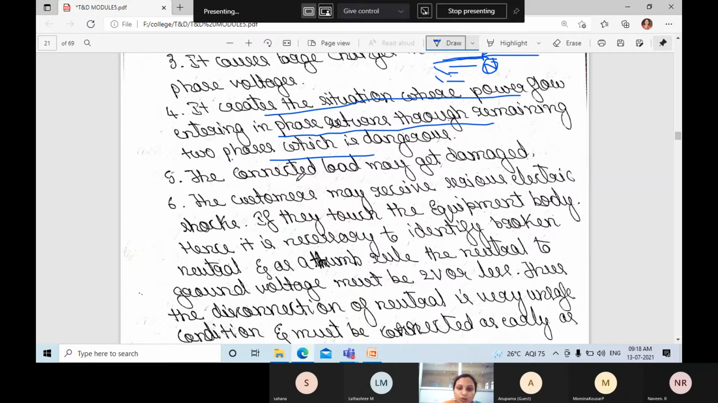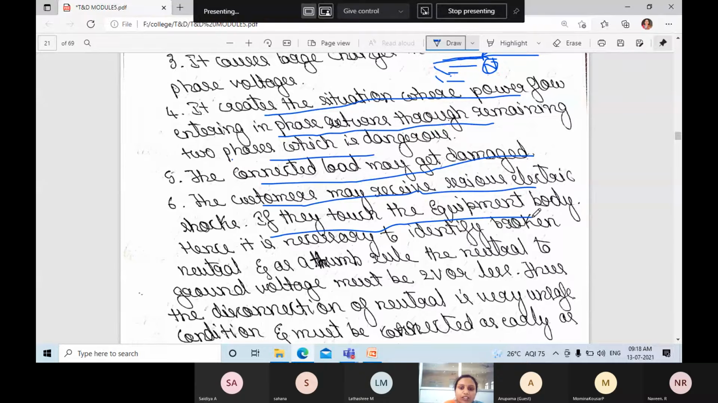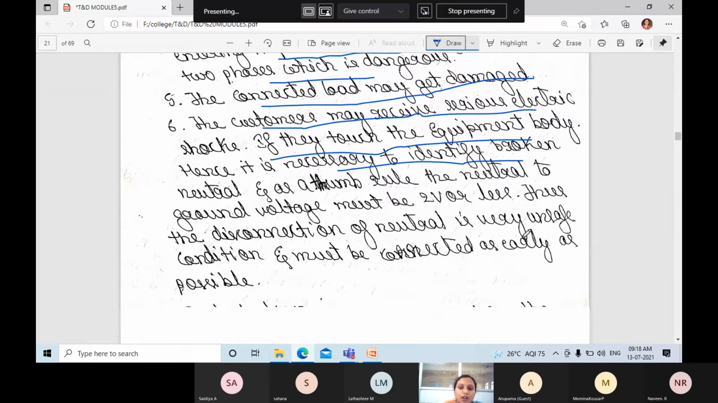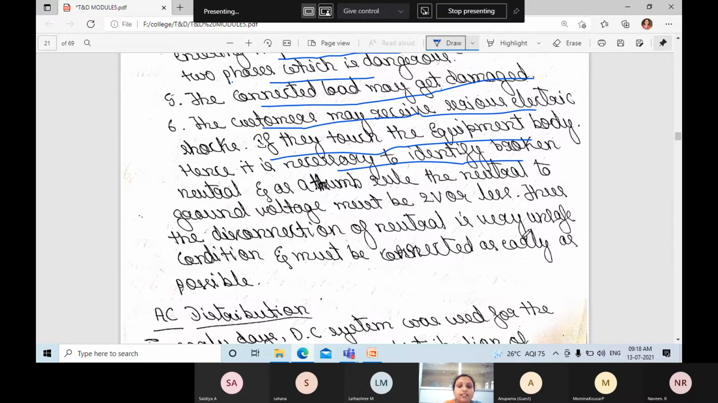If there is overload, over voltage, over current, or any variation in voltage or current, then the connected load may get damaged. If the neutral is disconnected, the customers may receive a serious electric shock if they touch the equipment body. Hence, it is necessary to identify a broken neutral. As a thumb rule, the neutral to ground voltage must be 2 volts or less. The disconnection of neutral is a very unsafe condition and must be corrected as early as possible.